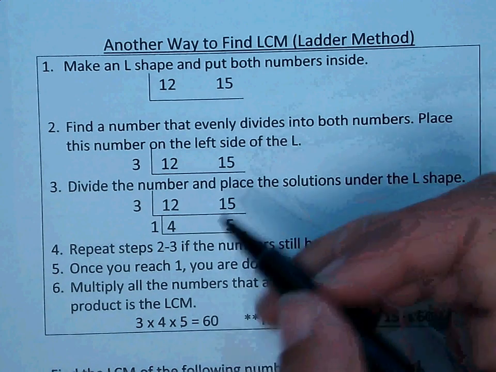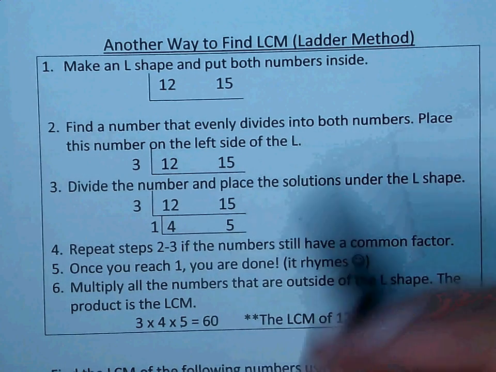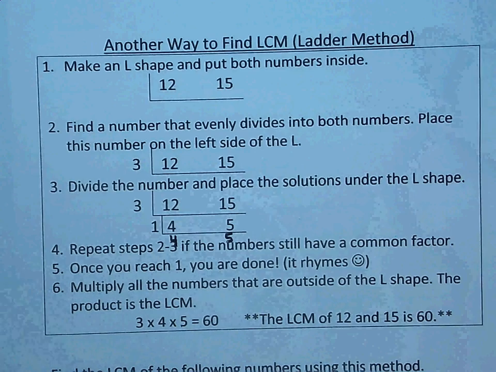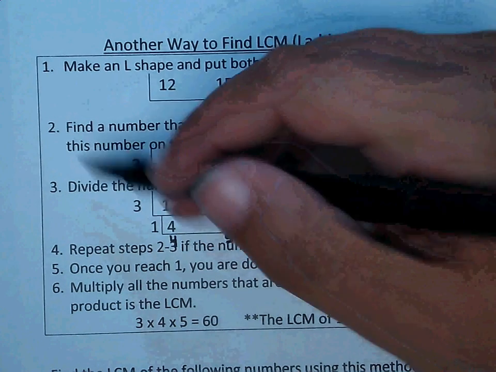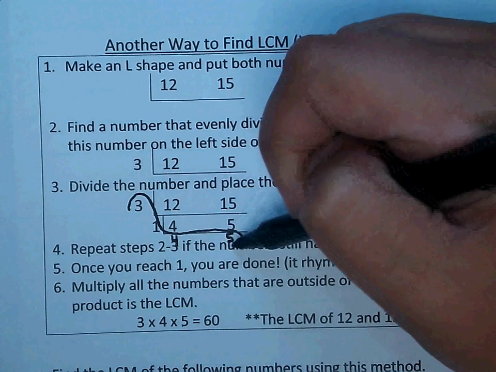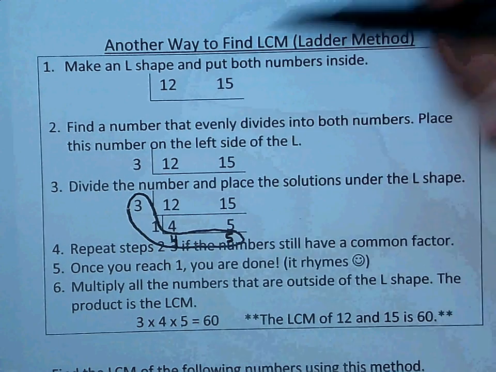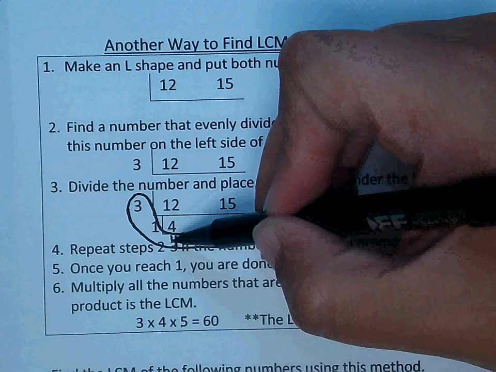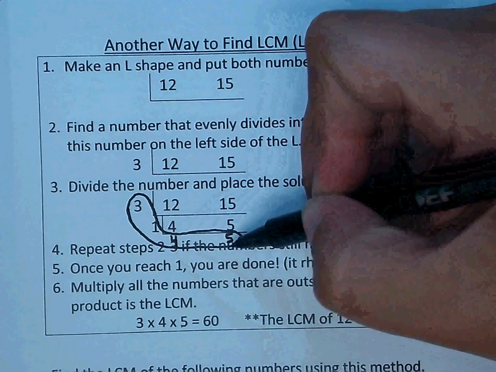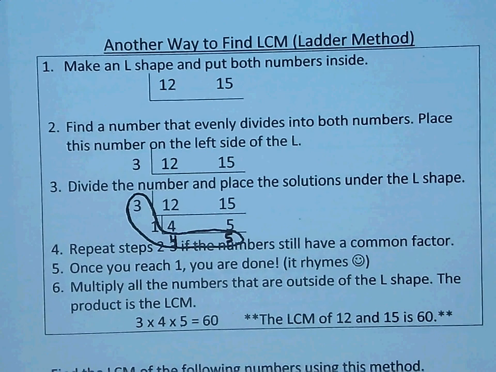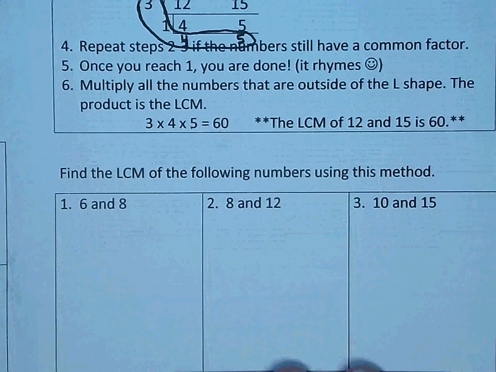Then what you can do is you bring down the 4 and 5. And then you get to kind of make like an L for like least common multiple and multiply all those numbers. It's super cool. So 3 times 1 is 3, times 4 is 12, and 12 times 5 is 60. So the LCM is 60. So let's practice that right here.